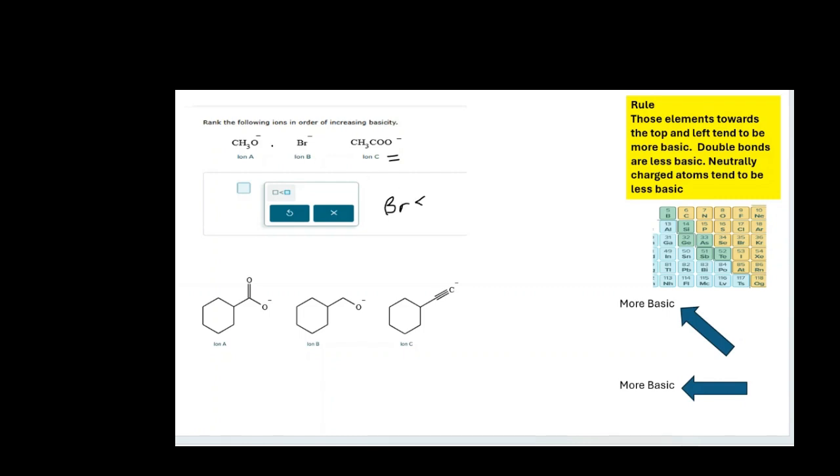Next, we have two carbon compounds. So next we have to identify which one is going to be the least basic out of these two. And so the next rule, I want you to focus on bonds. So with this methyl and oxygen, it's only going to be single bonds if you wish to draw this compound out. So I can just draw this here.